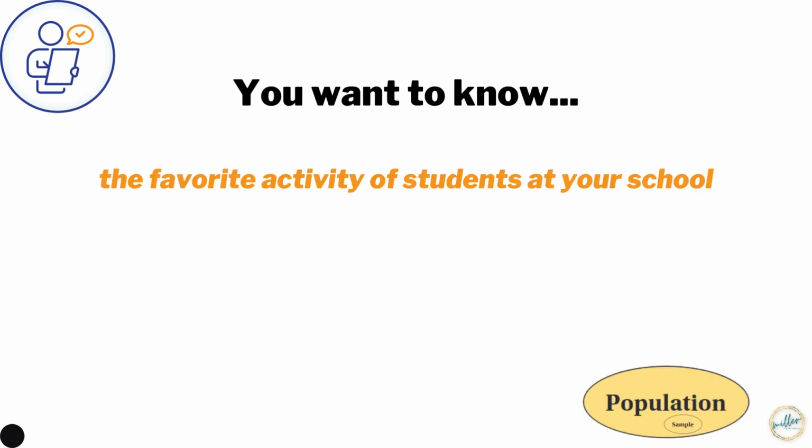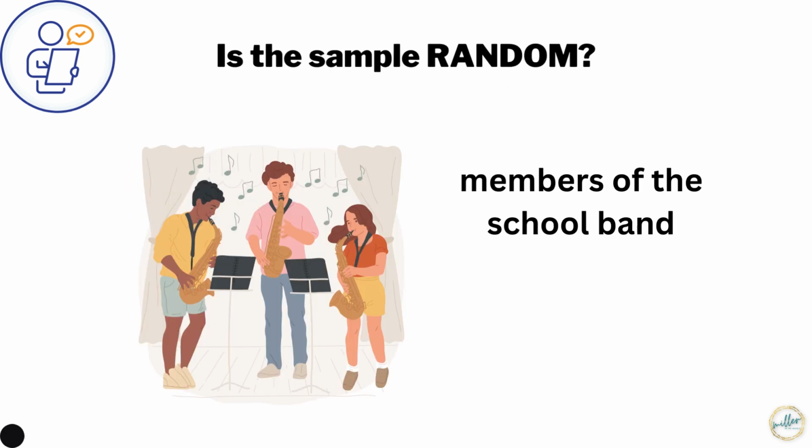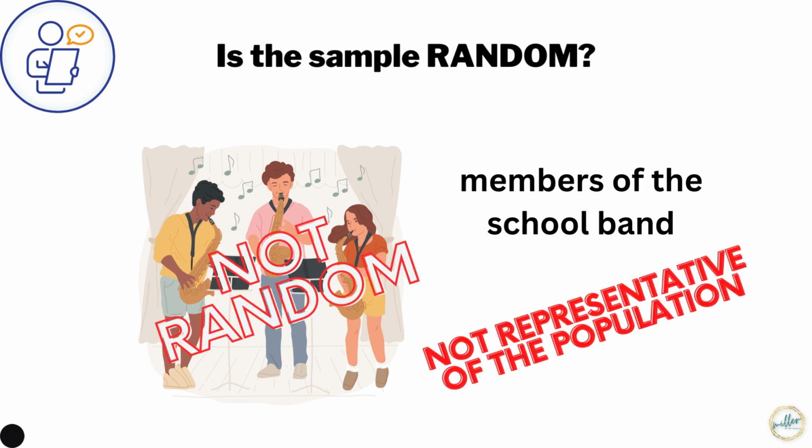Remember, we're trying to figure out what is the favorite activity of the students at your school. So is this sample random? Do you think if we asked members of the school band what their favorite activity is, that they would be likely to say something like basketball or quiz bowl? They'd probably be more likely to say band. Would this be a fair representation of the whole school? Probably not.